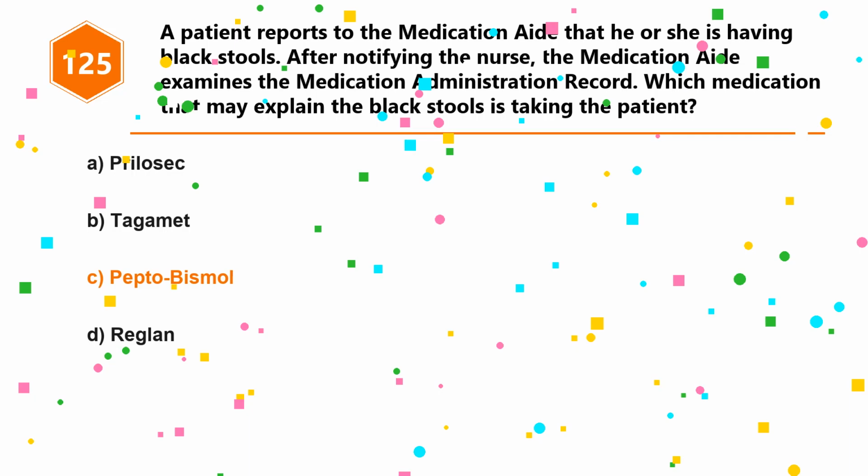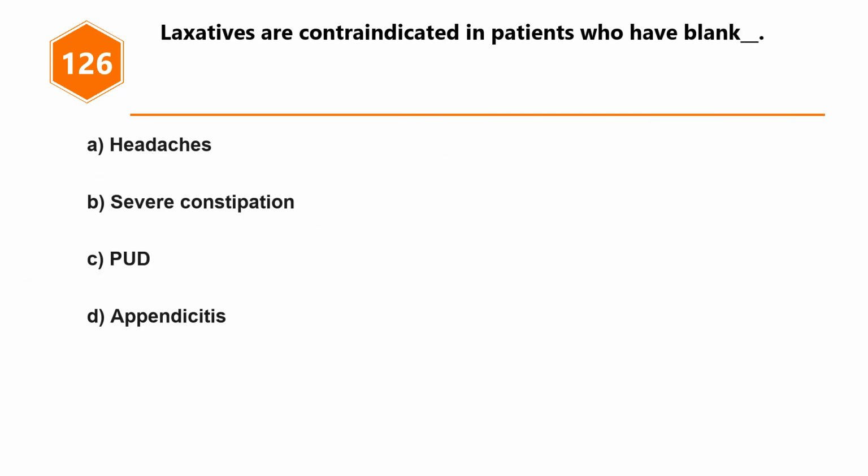The correct answer is option C. Pepto-Bismol. Question 126. Laxatives are contraindicated in patients who have blank. Option A. Headaches. Option B. Severe constipation. Option C. PUD. Option D. Appendicitis.